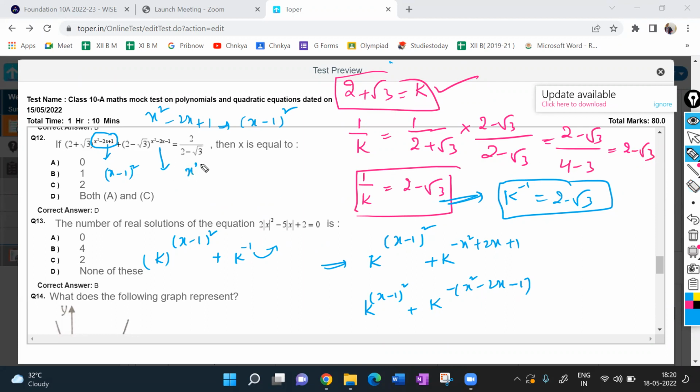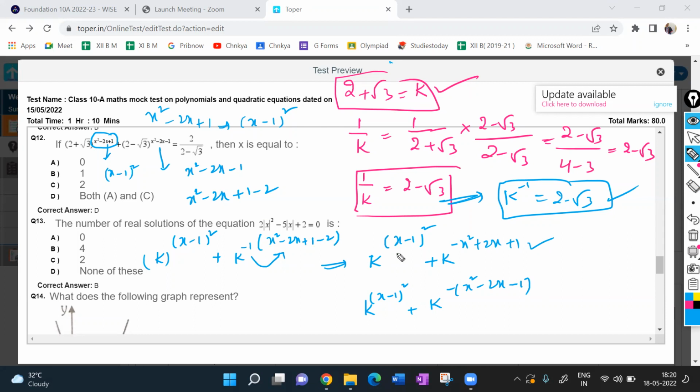If you make that x square minus 2x minus 1 given, x square minus 2x plus 1 minus 2, this is how I can write. But if I just wrote here, that's k inverse. What is k inverse? k inverse is equal to 2 minus root 3. Correct? Yes, so I wrote till that. It is fine. Now, k inverse to the power of x square minus 2x plus 1 minus 2. Now I multiplied the minus inside and I got this, plus 2x, and minus 1 is another minus 1 plus.